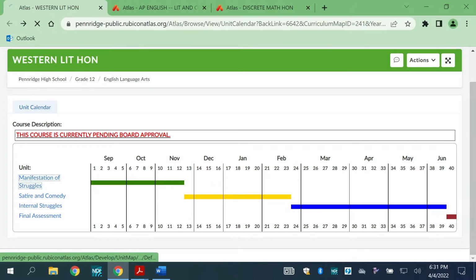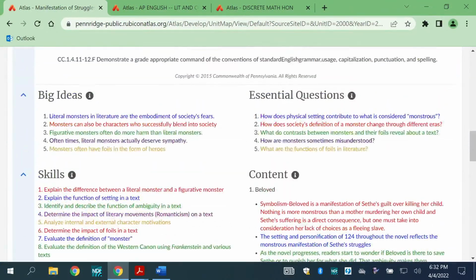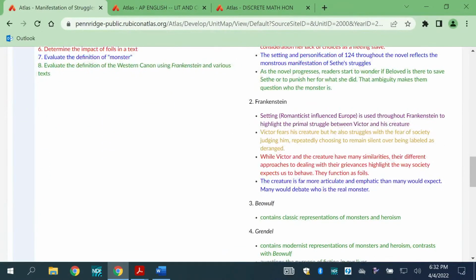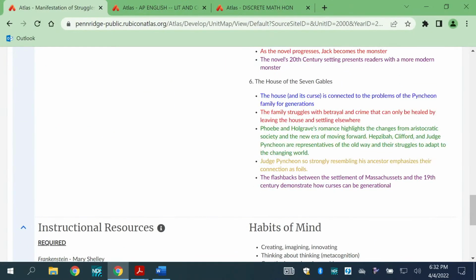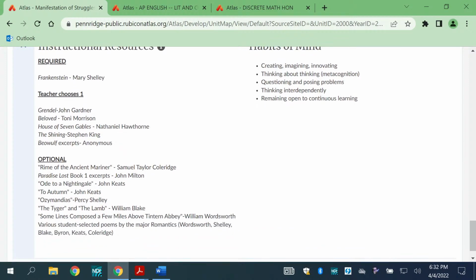And I will show you an example of that here. So you can see in this one unit, there are multiple texts that fall under the content because the teachers are going to address Frankenstein, which is the required text, and then one of 5 other choices. And then there's several optional choices as well.